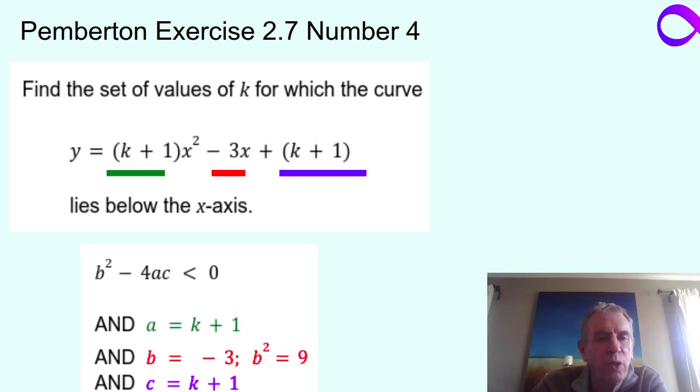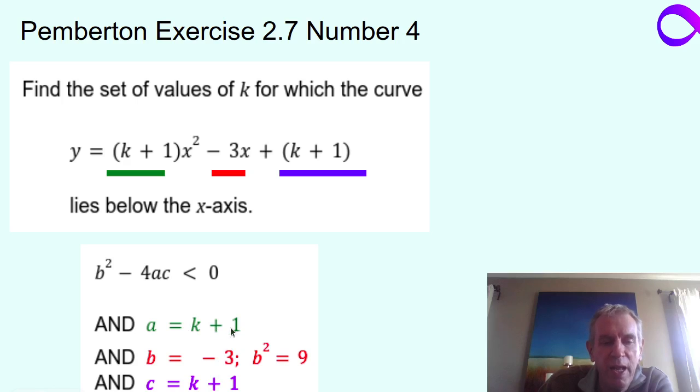Let's look a little bit more carefully. Where are we going to get these values of a, b, and c? Well, you can see I have underlined them there in green, red, and blue. A is the coefficient of x squared, so a equals k plus 1. B is the coefficient of x, so b equals -3, which means that b squared equals 9. And c is the number by itself, and now we see why those grouping symbols are around k plus 1, because c is equal to k plus 1.